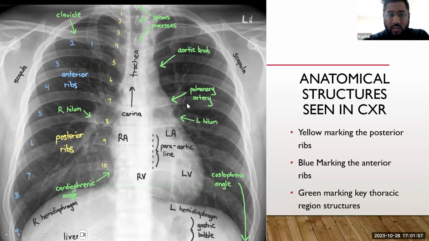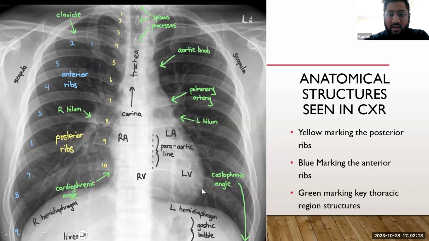You have obviously the pulmonary artery, the right and left hilum. You have the trachea. Trachea we need to look for, for example, if we're querying tension pneumothorax, we have tracheal deviation and deviation of the other mediastinal structures.